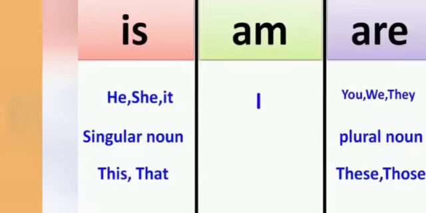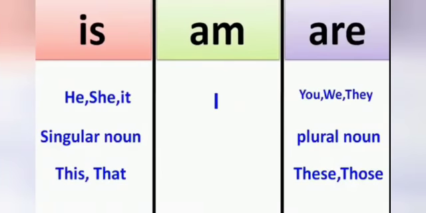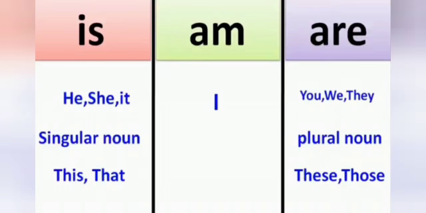I hope the use of is, am, and are is clear to you all, children. Let's revise what we have learned today. Today we have learned we use is with singular nouns: he, she, it, this, that, and names. Am is used only with I when we are talking about ourselves only. Are is used with plural nouns: you, we, they, these, and those.